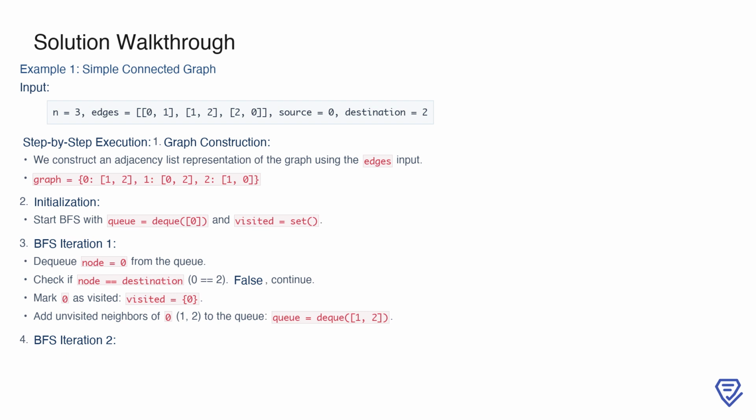In the second iteration, we dequeue node 1, check if it matches the destination, and again it doesn't. We mark 1 as visited and add its unvisited neighbor, which is 2, to the queue again. Finally, in the third iteration, we dequeue node 2, which matches the destination. At this point, we return true, indicating a path exists.